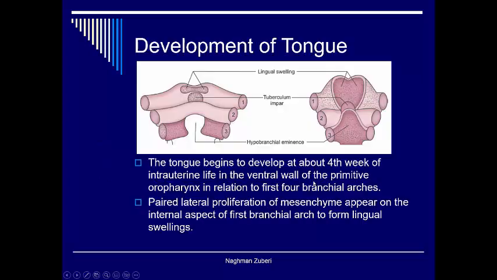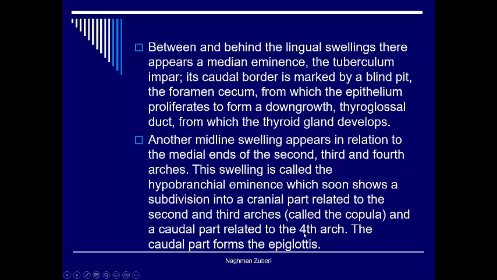Development of tongue. Well, the tongue begins to develop at about 4th week of intrauterine life in the ventral wall of the primitive oropharynx in relation to first 4 branchial arches. Paired lateral proliferation of mesenchyme appear on the internal aspect of the first branchial arch to form lingual swellings. Between and behind the lingual swellings, there appears a median eminence, the tuberculum impar.